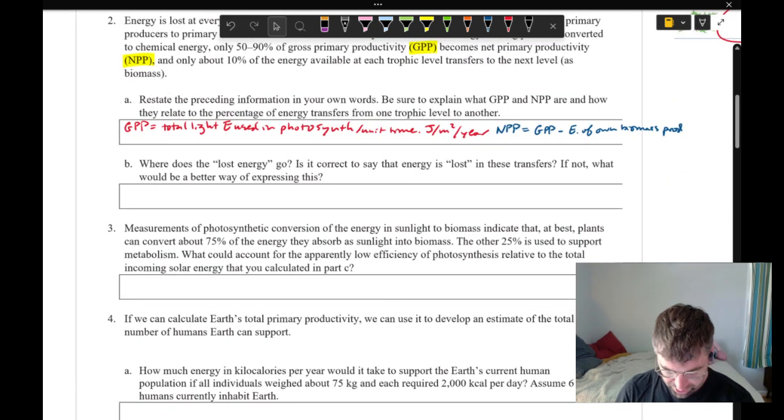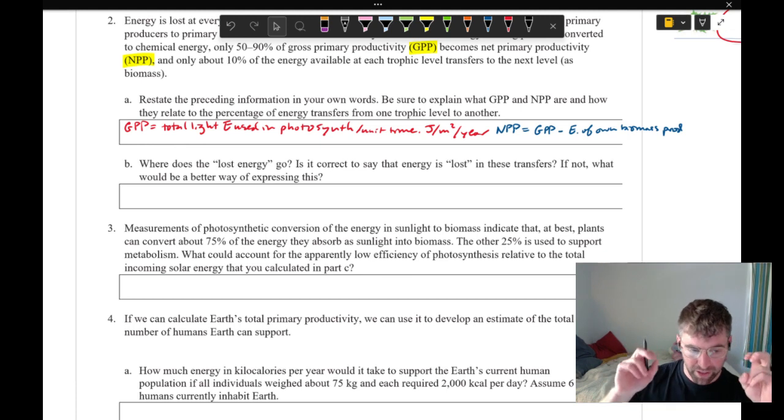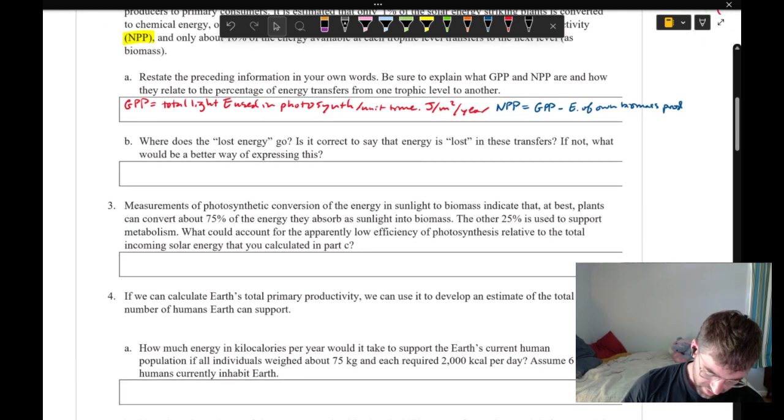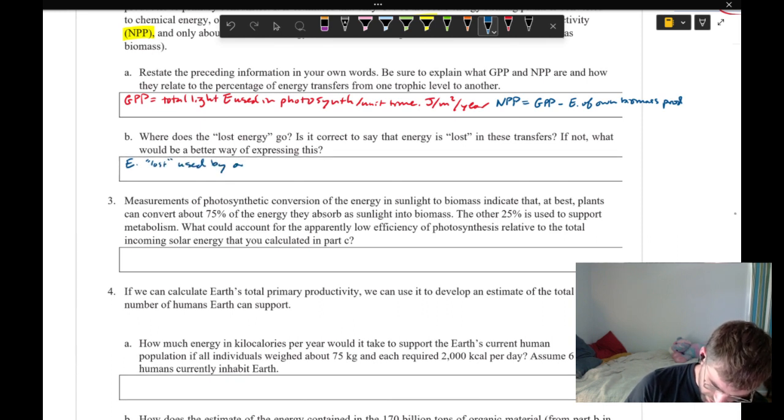Where does the lost energy go? And is it correct to say that energy is lost in these transfers? If not, what would be a better way of expressing this? The energy that's lost in these energy transfers is energy used by the organism for their own metabolism. Energy lost is energy used by the organism for metabolism.